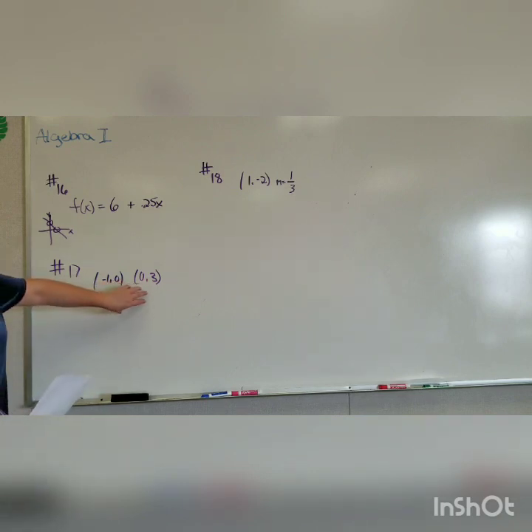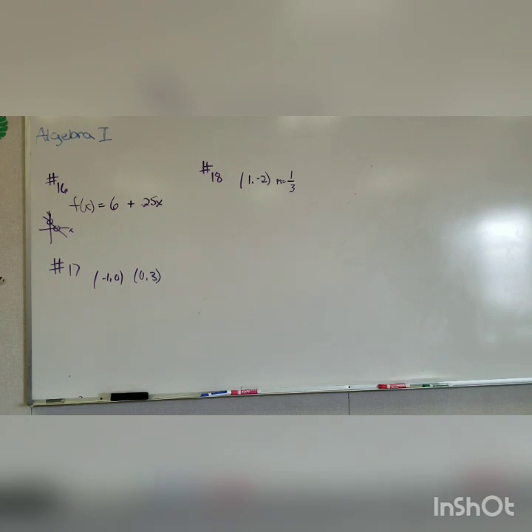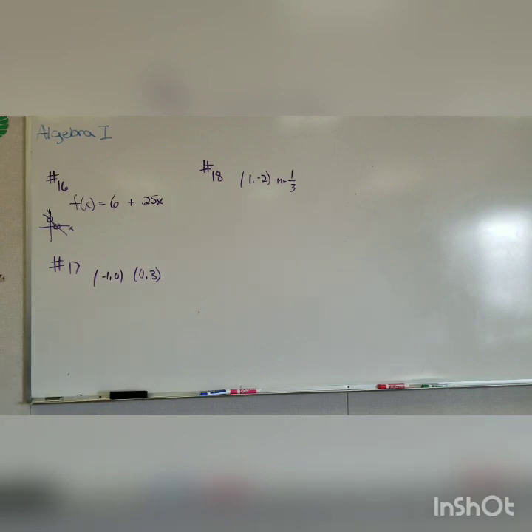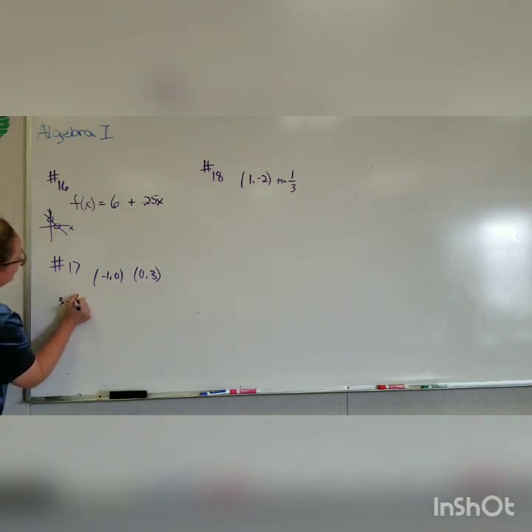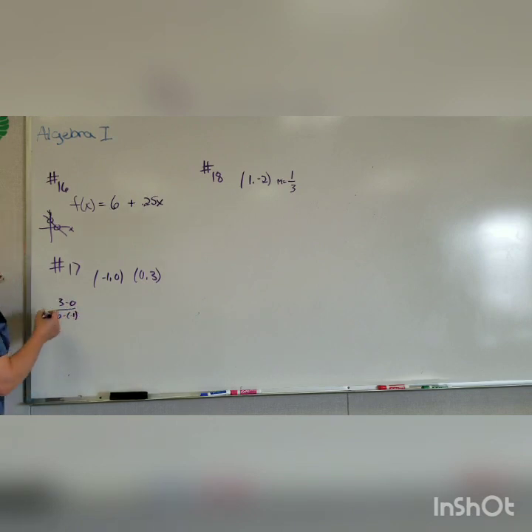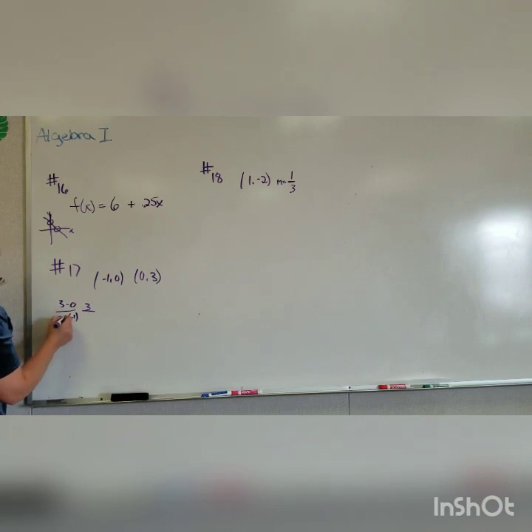All right, so they've given you 2 points, and they want you to work out the equation of a line. So number 1, you have to find your slope. So remember, slope is equal to y2 minus y1 over x2 minus x1. So we'll go 3 minus 0 over 0 minus -1. 3 minus 0 is 3, and 0 minus negative actually means 0 plus 1 is 1. So your slope is 3.